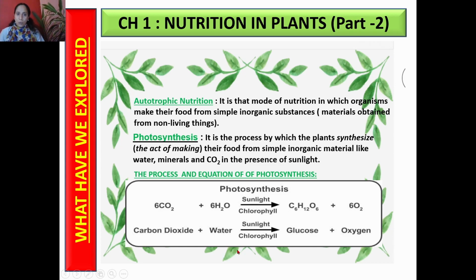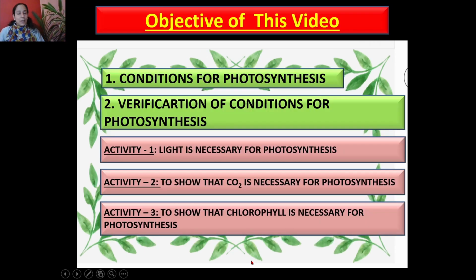Now we know, viewers, that to carry out photosynthesis, an organism should have chlorophyll. And in plants, chlorophyll is present. The majority of plant cells have chlorophyll and they are doing photosynthesis. So today in this video, you are going to explore with me that there are certain conditions for photosynthesis. In addition to learning what the various conditions are, we will also verify a few of those conditions with the help of certain experimental setups.